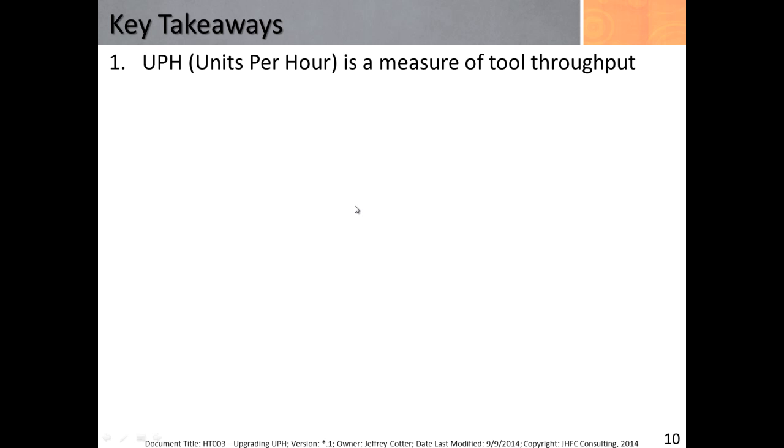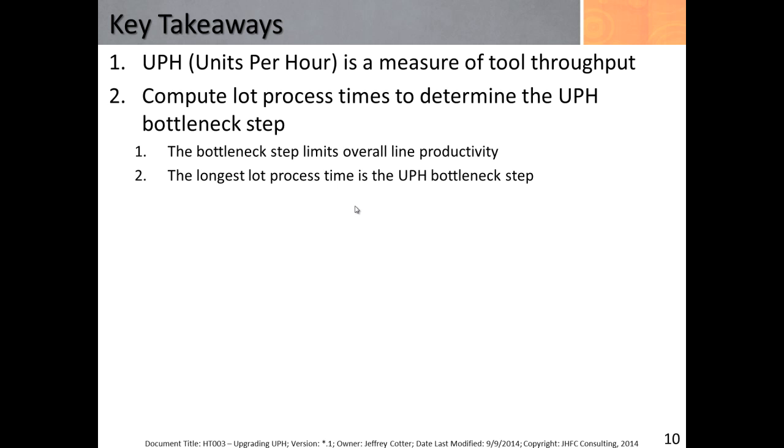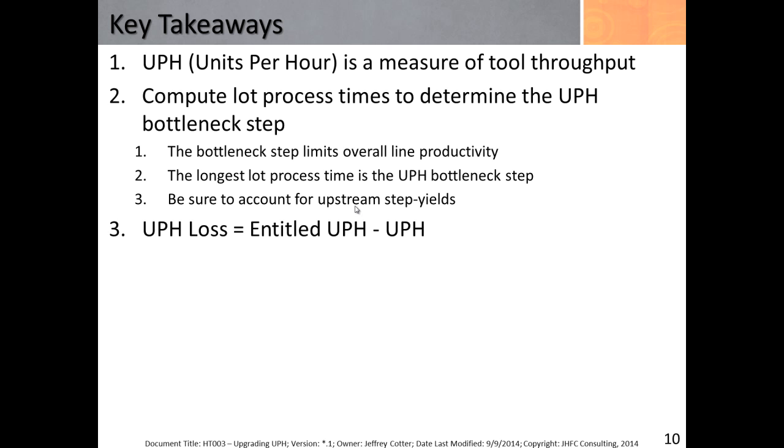Okay, a few key takeaways. The UPH is a measure of tool throughput. Compute the lot process times in order to determine the UPH bottleneck step. Remember, the bottleneck step limits the overall line productivity. The longest lot process time is the UPH bottleneck step. And be sure to account for the upstream step yields when looking at your UPH bottleneck step.